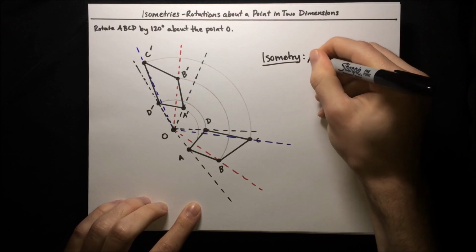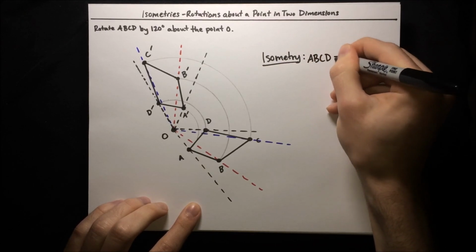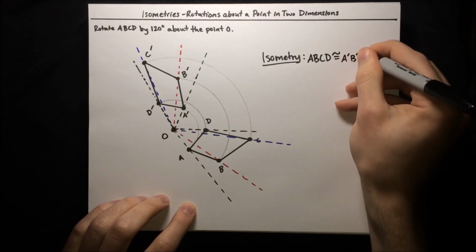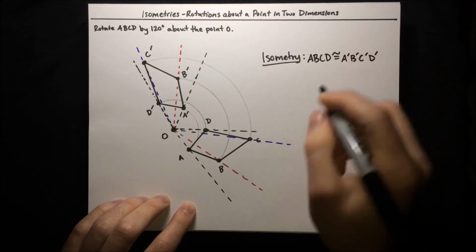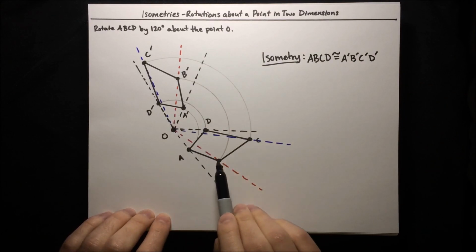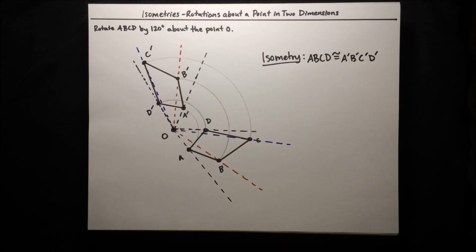Our original shape, ABCD, is congruent to the rotated shape, A prime, B prime, C prime, D prime. The shapes are the same, the only thing that moves is the points, but all the measurements, all the angles and the side lengths, they're all the same. In the future, we'll learn how to perform more manipulations with polygons, such as reflecting a polygon through a line.